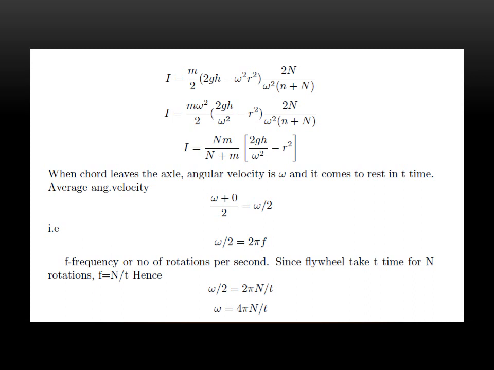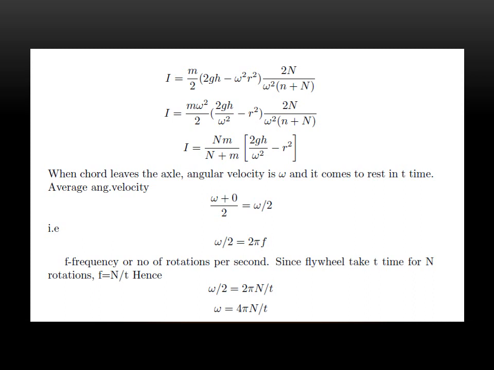Now the moment the mass detaches from the axle, the rotational kinetic energy is maximum, that is, the angular velocity is maximum, taken as omega. After t times of rotating, its speed decreases, the angular velocity decreases and finally it becomes zero. So if the angular velocity is omega at the moment the mass detaches, after t times the angular velocity becomes zero. If you take these two extreme points and calculate the average angular velocity, it is omega plus 0 by 2, equal to omega by 2.